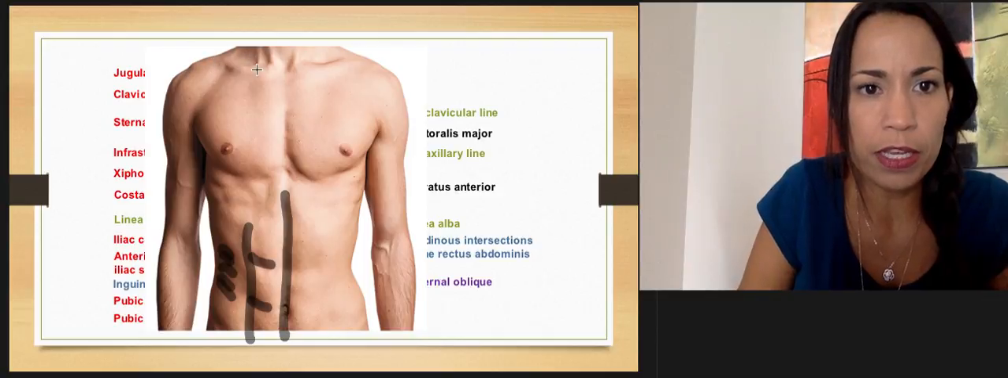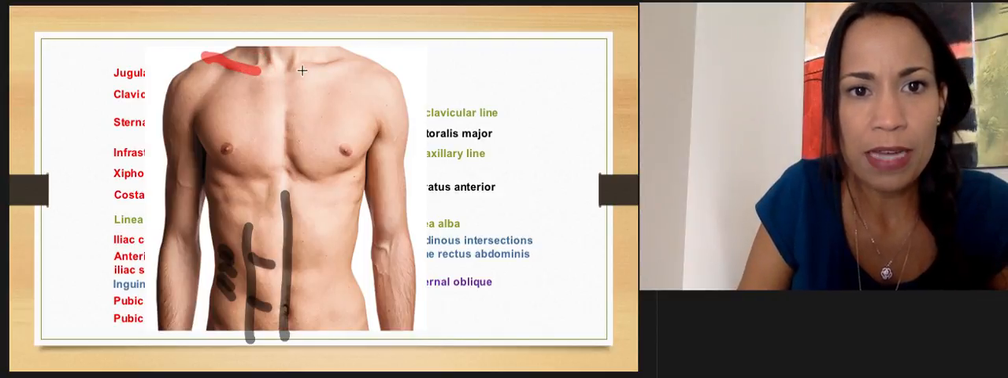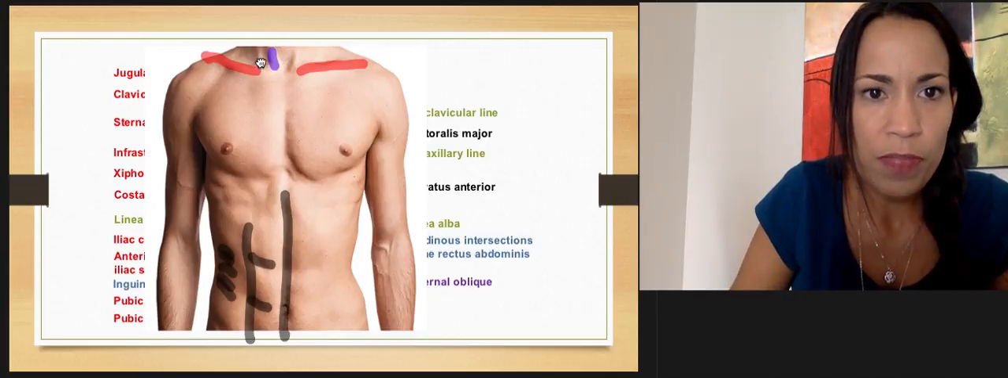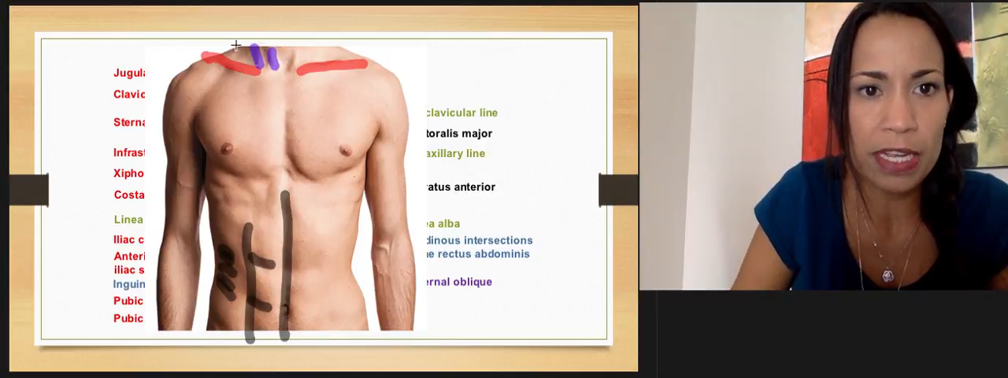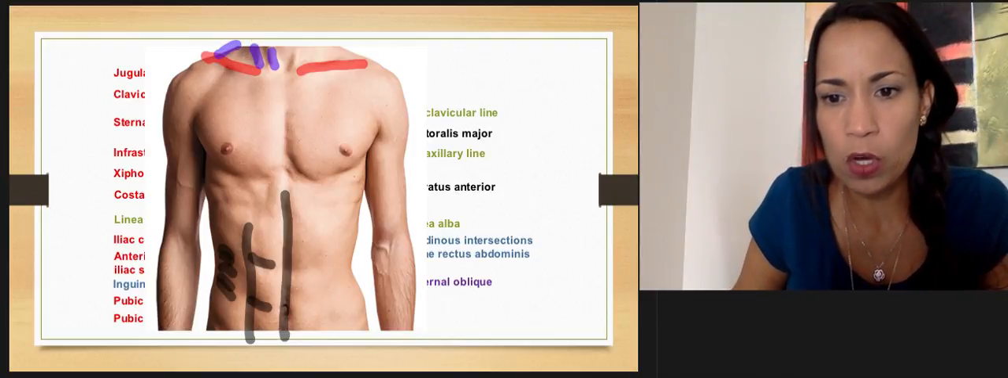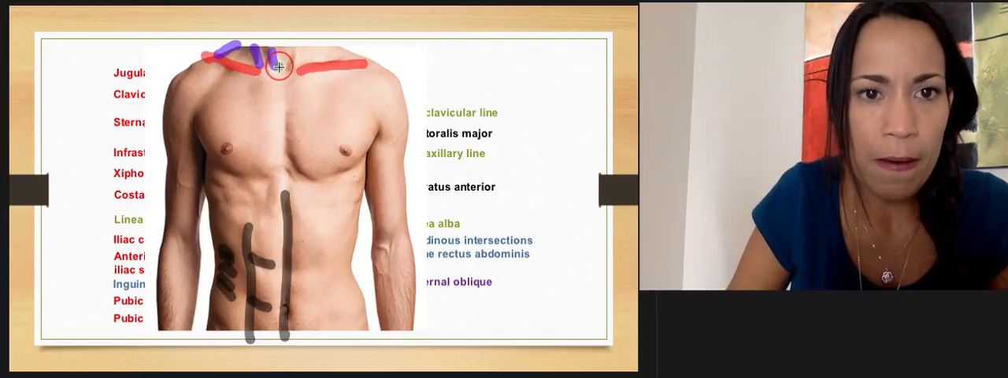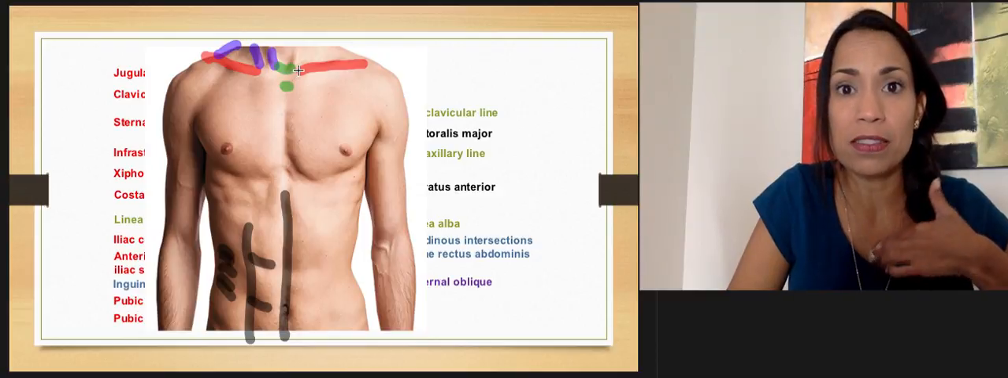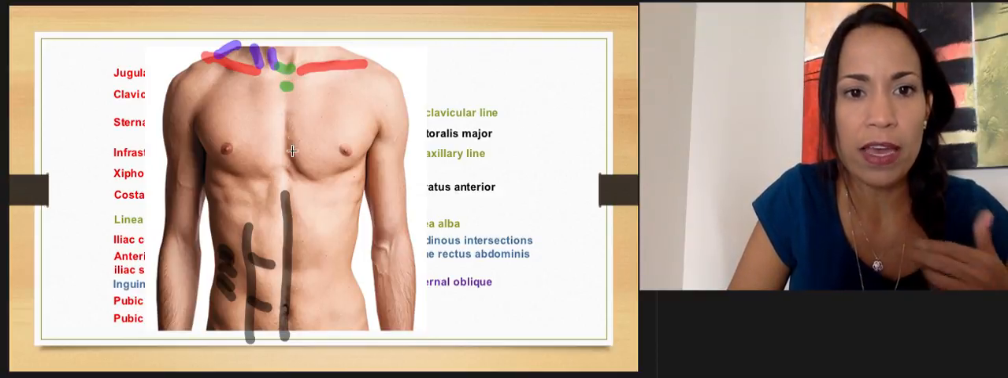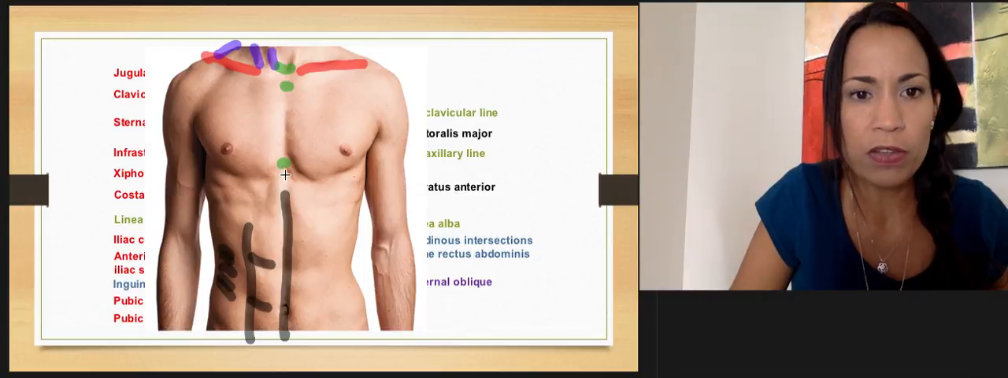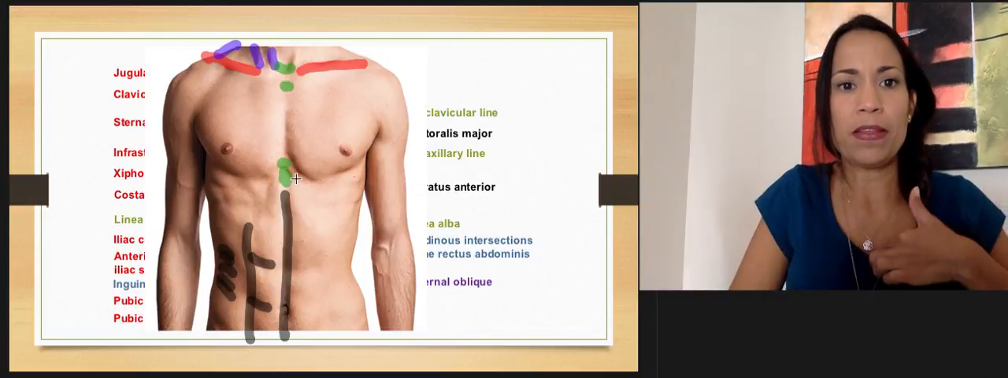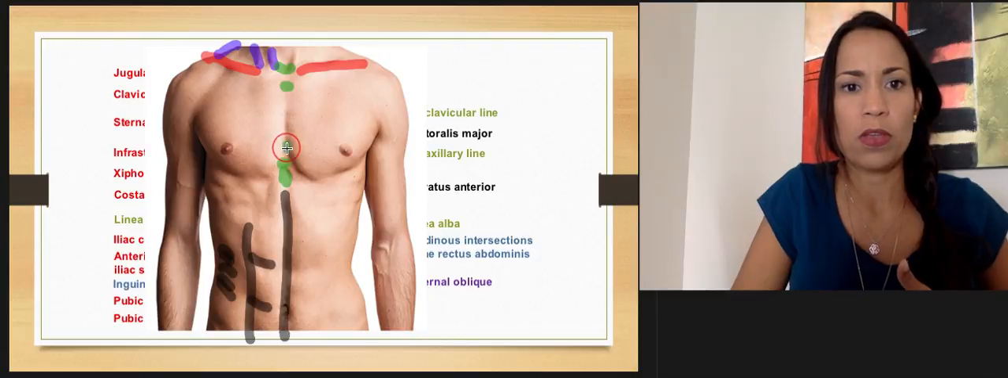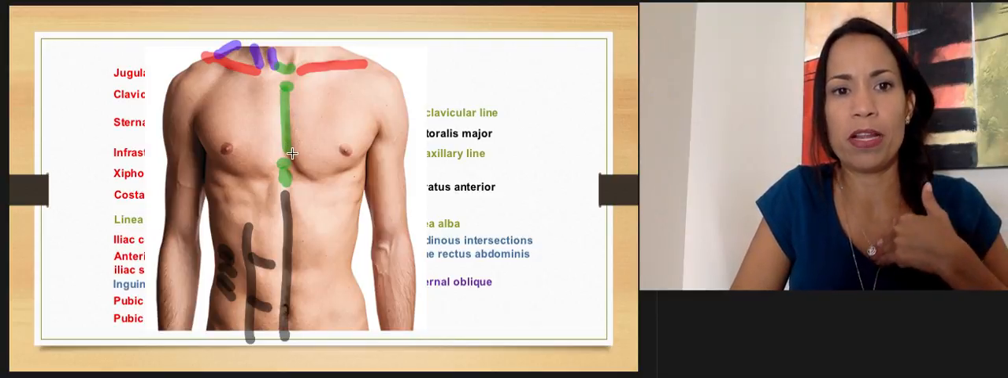Superiorly, we can see here the clavicle, right and left clavicle. Looking here, we have the sternal and the clavicular head of the sternocleidomastoid and the trapezius. We can see also the jugular notch. About here is something that you can feel, not see, the sternal angle. This is the infrasternal angle, and about here is the xiphoid process. And about here you can touch just the body of the sternum.